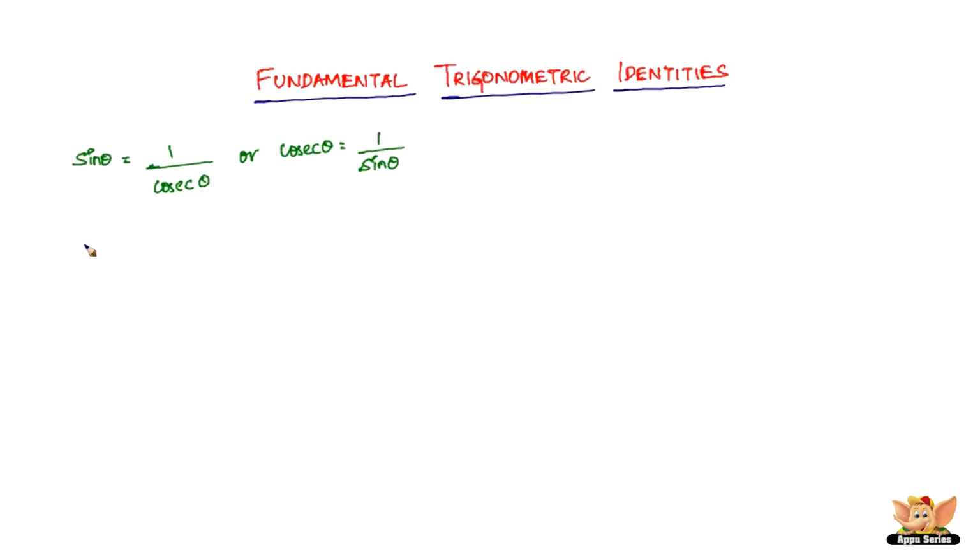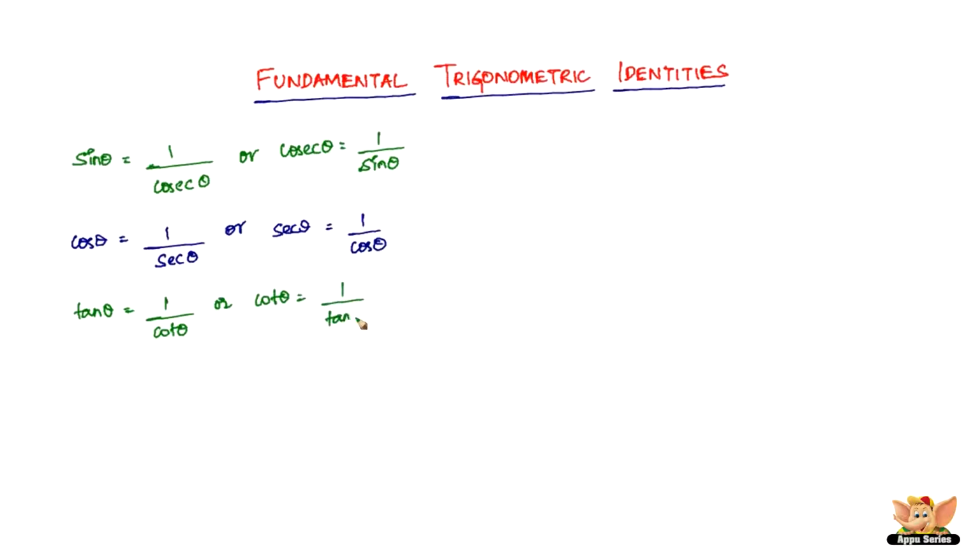Another identity is cos theta equals 1 by secant theta, or secant theta equals 1 by cos theta. Another one would be tan theta equals 1 by cot theta, or cot theta equals 1 by tan theta. And then we have tan theta equals sine theta divided by cos theta.